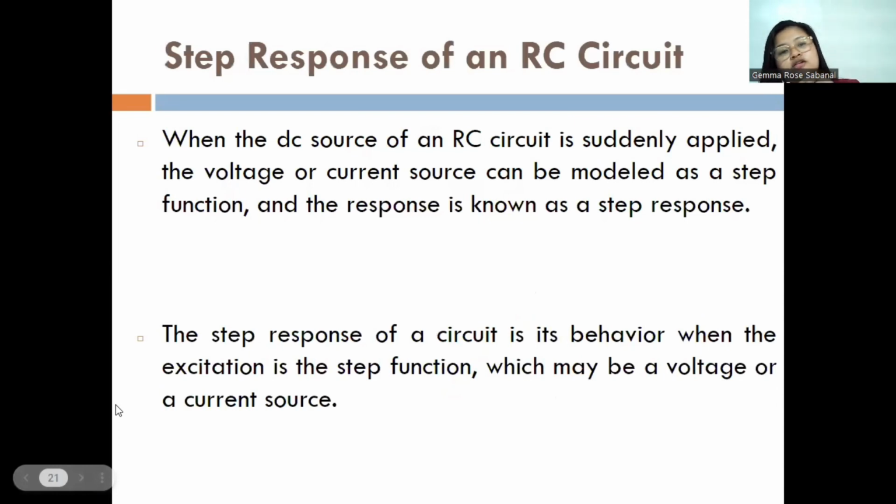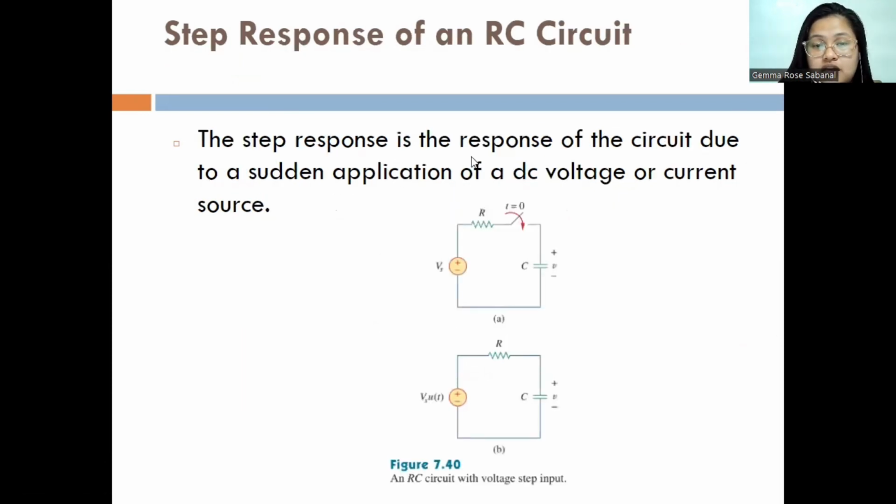Now we will proceed to the step response of an RC circuit. When the DC source of an RC circuit is suddenly applied, the voltage or current source can be modeled as a step function, and the response is known as the step response. The step response of a circuit is its behavior when the excitation is the step function, which may be a voltage or a current source. It is the response of the circuit due to a sudden application of a DC voltage or current source. The figure below is an RC circuit with voltage step input.